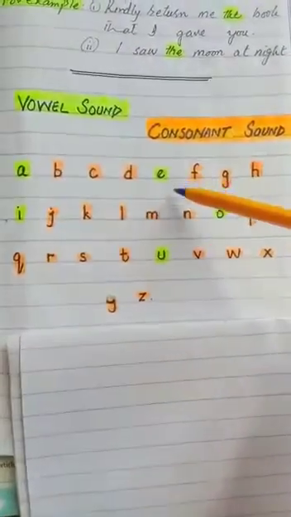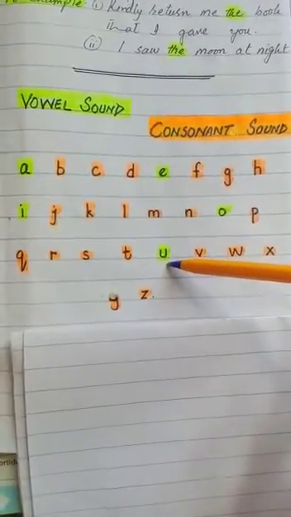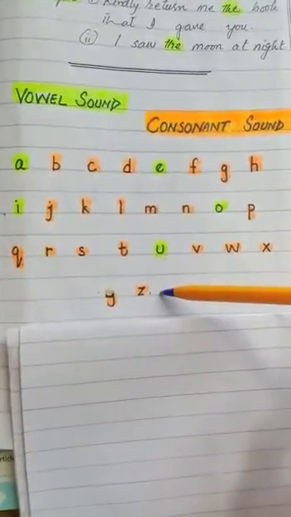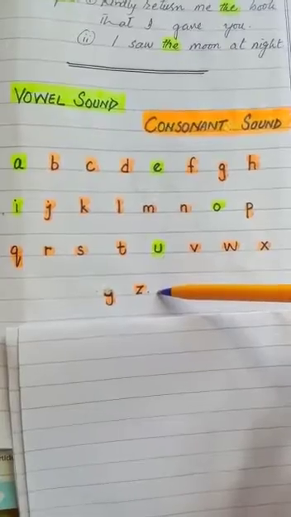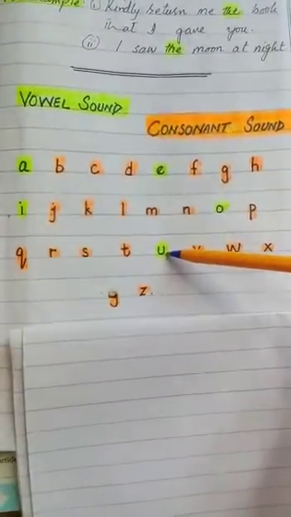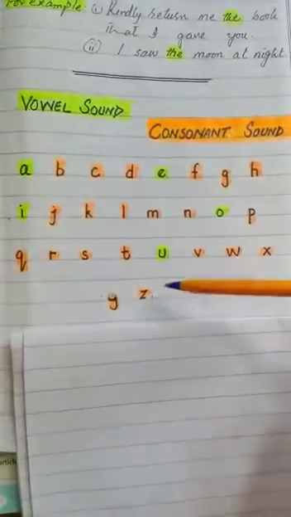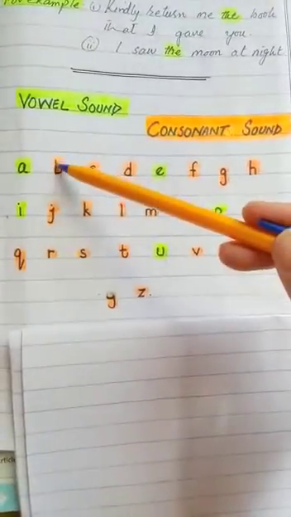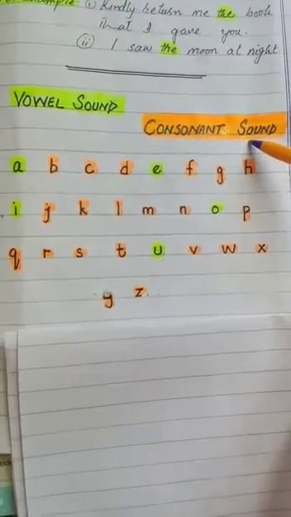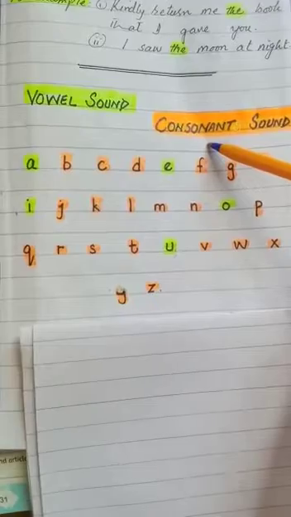this is A, E, I, O, U. They are called vowel alphabets. And the remaining, from B to Z, are called consonant alphabets. These five produce vowel sound, and the remaining 21 alphabets from B to Z produce consonant sound. And according to the sounds, we use the articles "a" and "an".